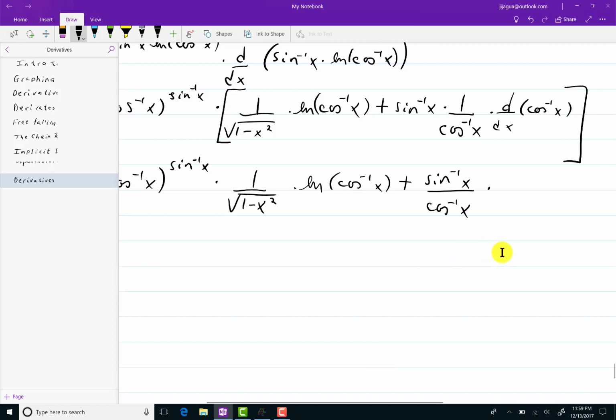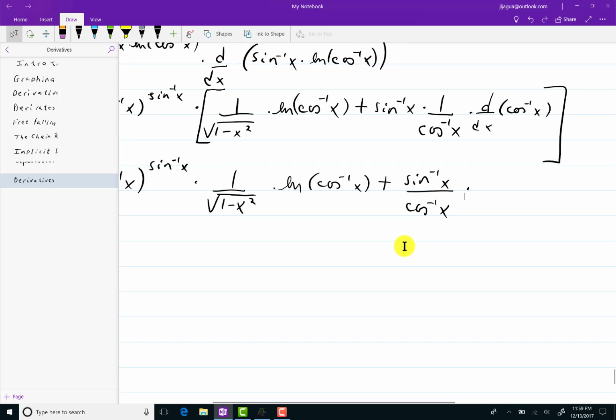Now, if you try to simplify this in any way, you are gravely mistaken. Just to even think you can simplify it is a mistake. So don't bother with it. You can't write it as tangent inverse or anything like that. And this last piece, the derivative of cos inverse of x is negative 1 over the square root of 1 minus x squared.